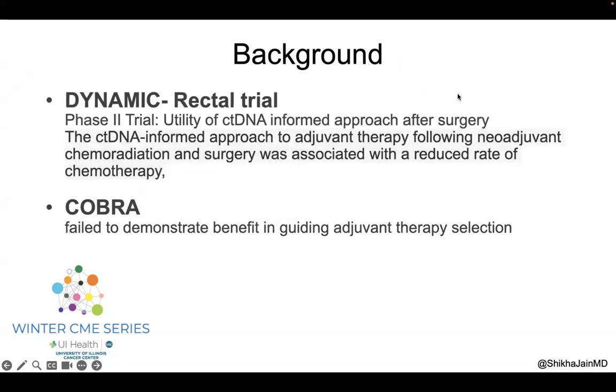The DYNAMIC-Rectal trial was a phase 2 trial looking at the use of ctDNA as an informed approach after surgery. The ctDNA-informed approach looked at adjuvant therapy and the benefits of adjuvant therapy after a patient had received neoadjuvant chemo-RT and surgery. And this study actually looked to see the impact on how many of these patients received chemo, and it actually reduced the rate of adjuvant chemotherapy. And then we'll talk a little bit about the COBRA trial. The COBRA trial actually failed to demonstrate a benefit in guiding adjuvant therapy selection, so it was a negative trial.